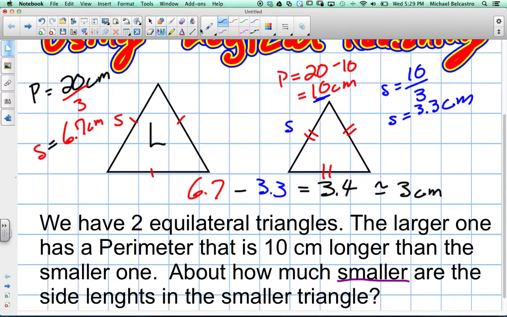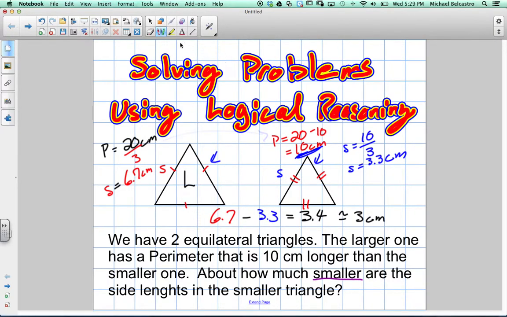Okay. So that's how we did it. We just gave this a specific value. And then we subtracted from there to find out what the perimeter of the smaller one was. And then we broke it into 3 equal spots. Does this make sense how we did it? Yes. Easy enough for you? Mm-hmm.